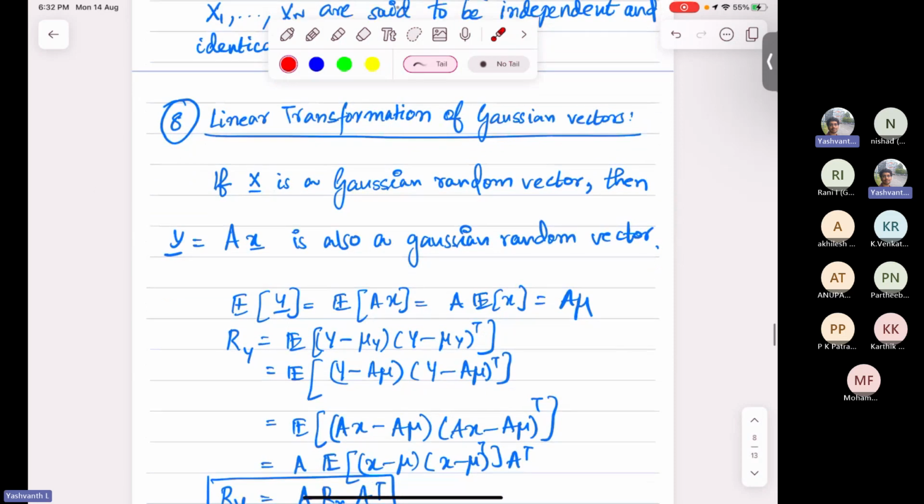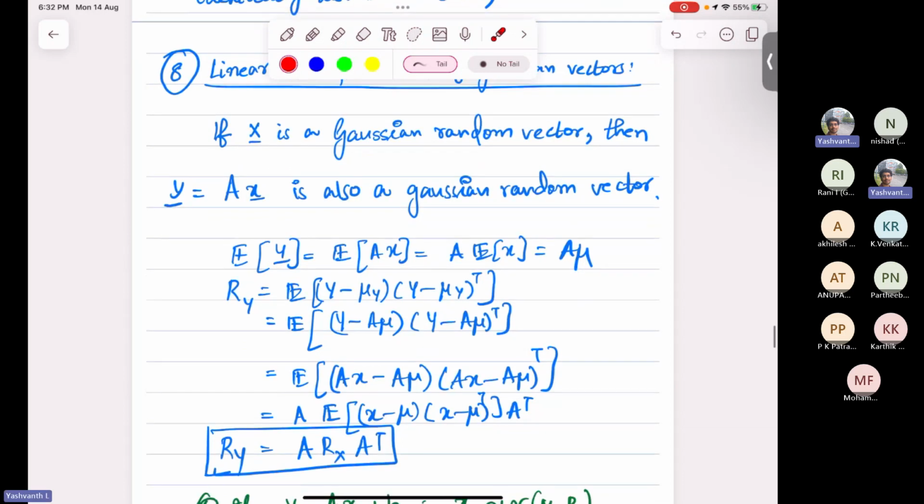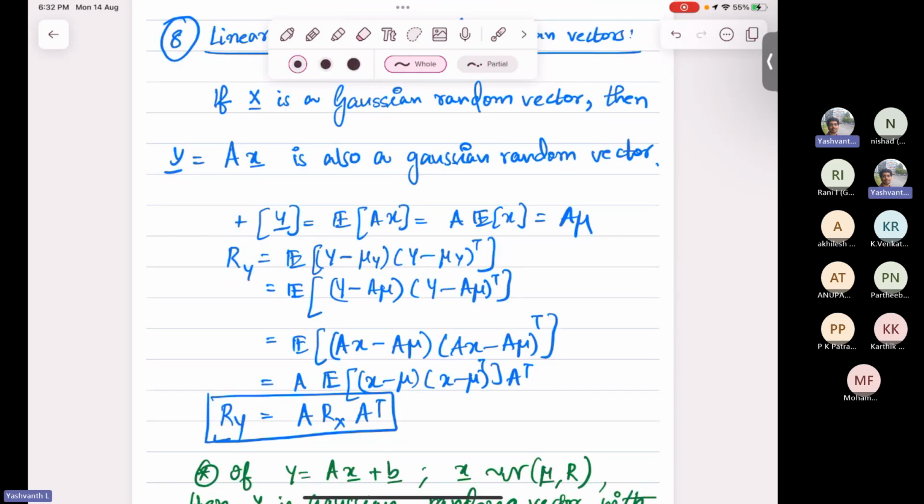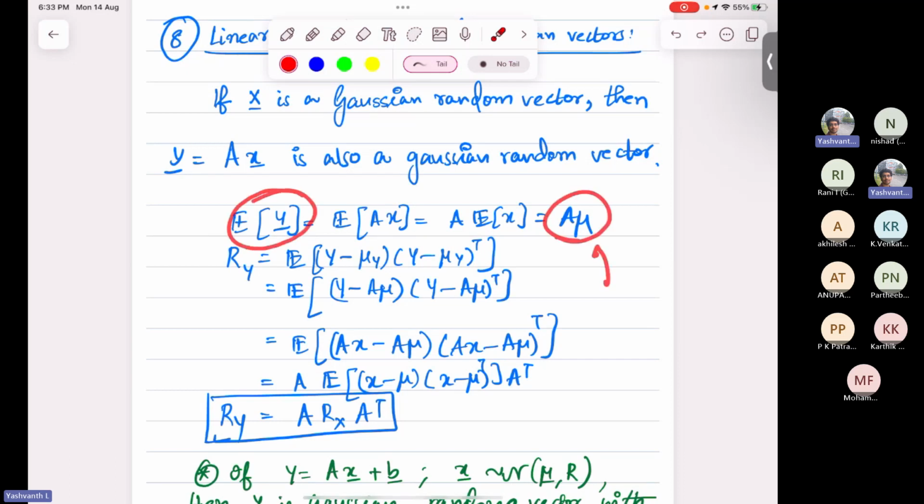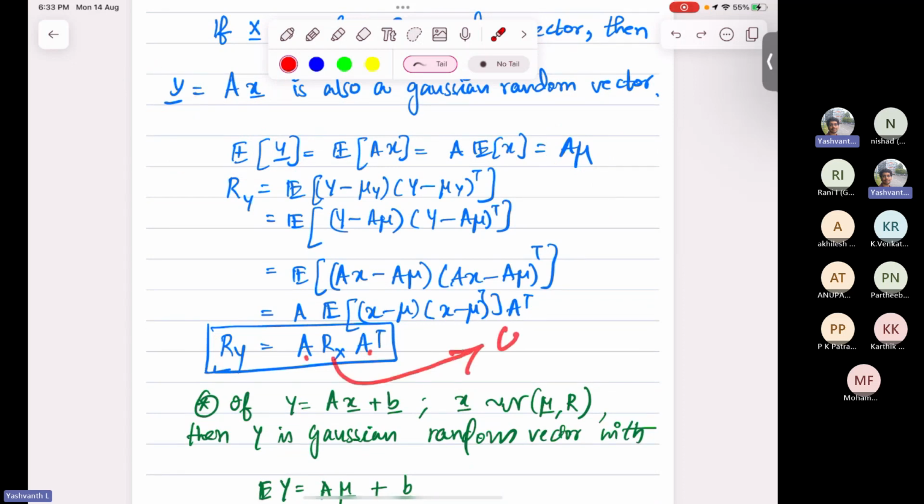The next topic is the linear transformation of random vectors. Suppose x is a Gaussian random vector, then y equals Ax, where A is another matrix, is also a Gaussian random vector. As the professor had proved in class, the mean is A times mu, where mu is the mean of the vector x, and the covariance matrix Ry, that is the covariance of the resultant vector y, is given by A times Rx times A transpose, where Rx is the covariance of the x vector. The professor did these in detail in class, so I'm skipping them.